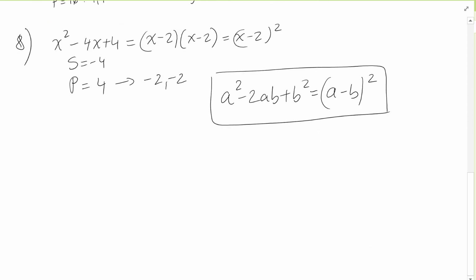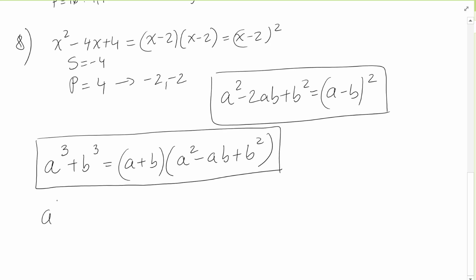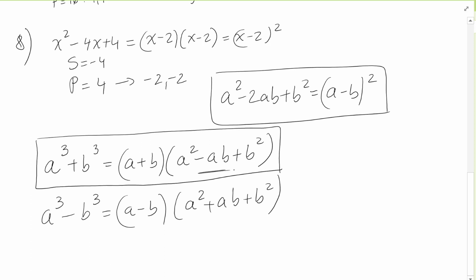And let's see sum and difference of cubes. So here I'm just going to give you the formulas. A cubed plus b cubed is a plus b times a squared minus ab plus b squared. If you multiply everything, you're going to get exactly a cubed plus b cubed. And a cubed minus b cubed is a minus b times a squared plus ab plus b squared. Notice that in the middle here we don't have 2ab like we had in the previous one, it's just ab.